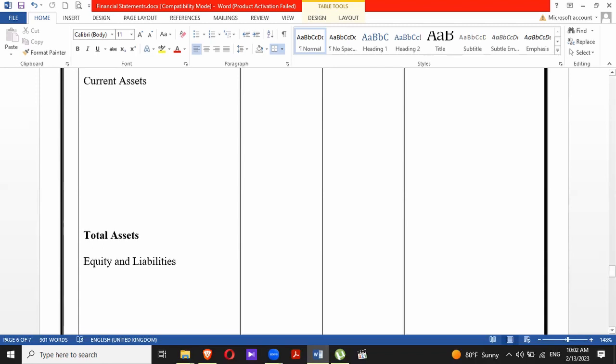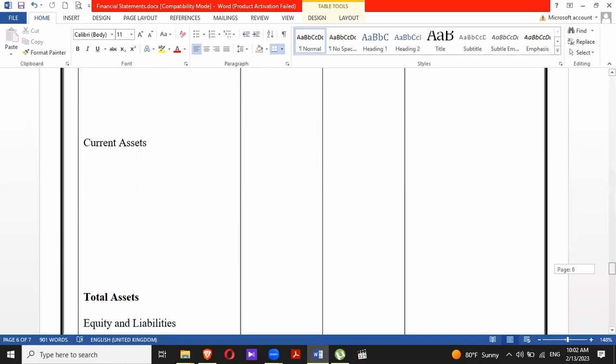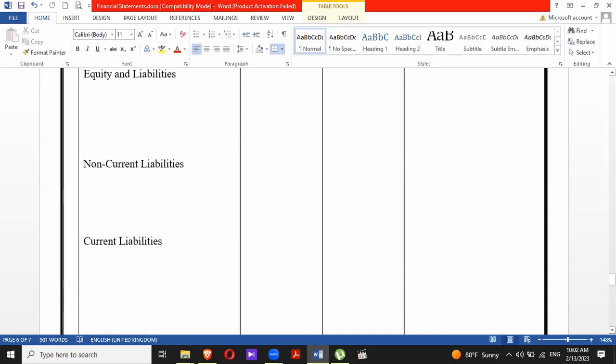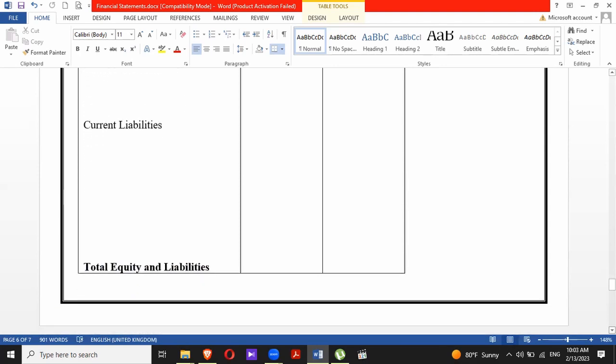First title, non-current assets. Second title, current assets. Then total assets. After that, equity and liabilities. Leave 5-6 lines. Then non-current liabilities, 2-3 lines enough because only 1 non-current liability will be given. After that, current liabilities, 5-6 lines you can keep. At last, you can write total equity and liabilities.